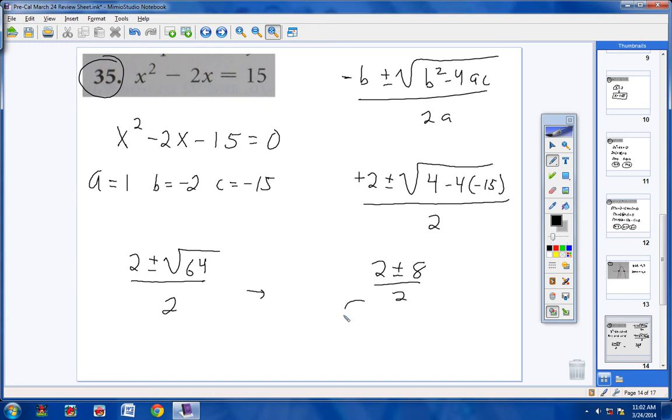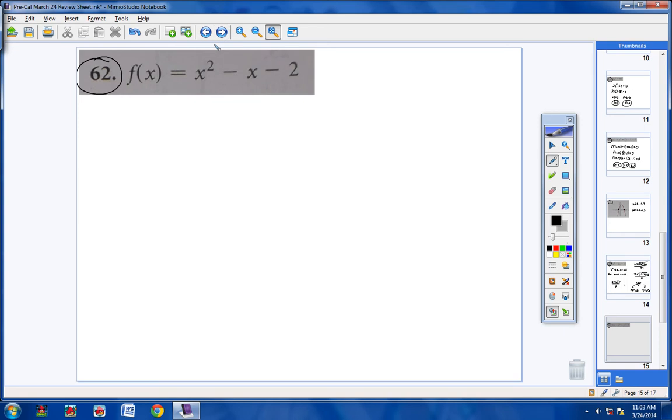Now I can write this two different ways. 2 positive 8 all over 2, and 2 negative 8 all over 2. So this fraction here would give me an answer of 5, right? Because 2 plus 8 is 10, 10 divided by 2 is 5. And this fraction here would give me an answer of negative 3, right? I mean, 2 minus 8 is negative 6, and negative 6 over 2 is negative 3. Okay? All right, moving on to this problem here, number 62.